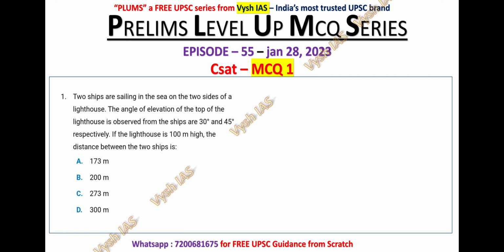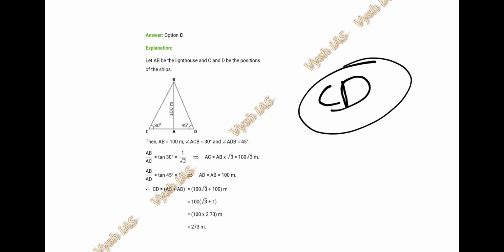Given the data, as we have taken in the diagram, this side it is 30, this side it is 45, and the length of the lighthouse is 100 meters. We have to find the distance between the two ships, that is, as per the diagram, the length of CD. So AB is given as 100, angle ACB is given as 30 and angle ADB is given as 45.